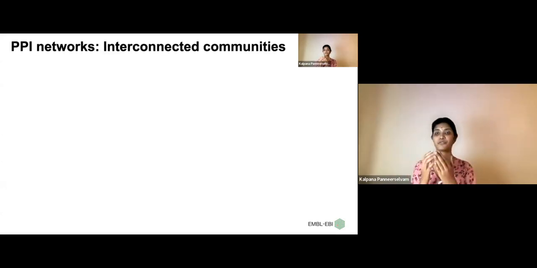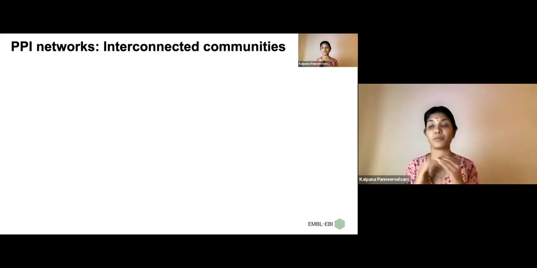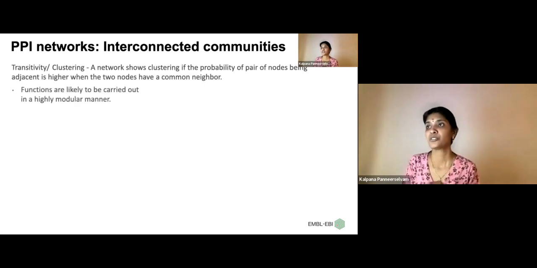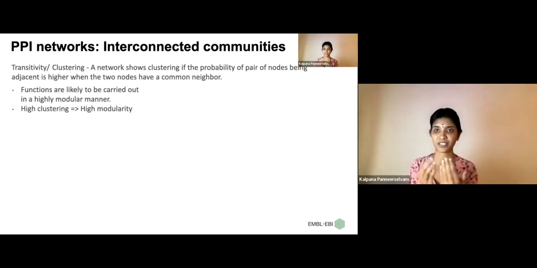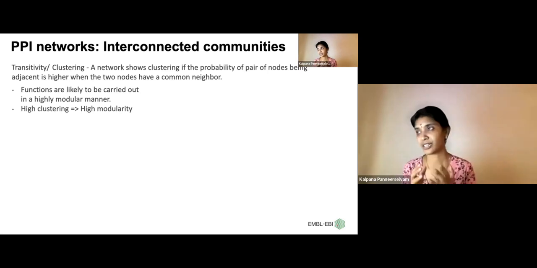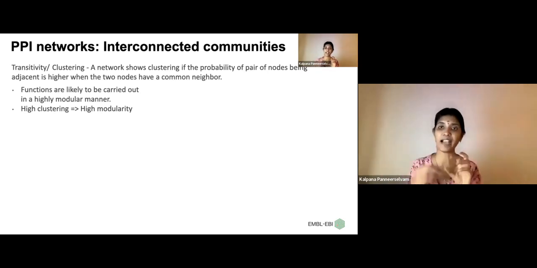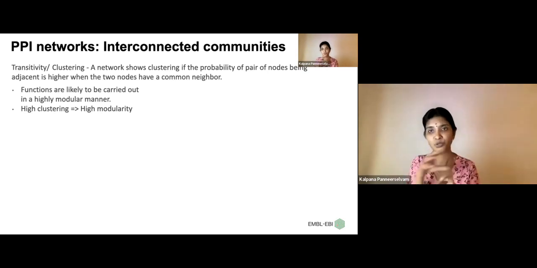Why from networks, from modules, it is easy to predict complexes? Let me give you an example. There is this property of clustering. The network shows clustering if the probability of a pair of nodes being adjacent is higher when the two nodes have a common neighbor. Complex components share a common function, so they have to bind together. They do a lot of interconnectivity and appear as a cluster or module in a network.